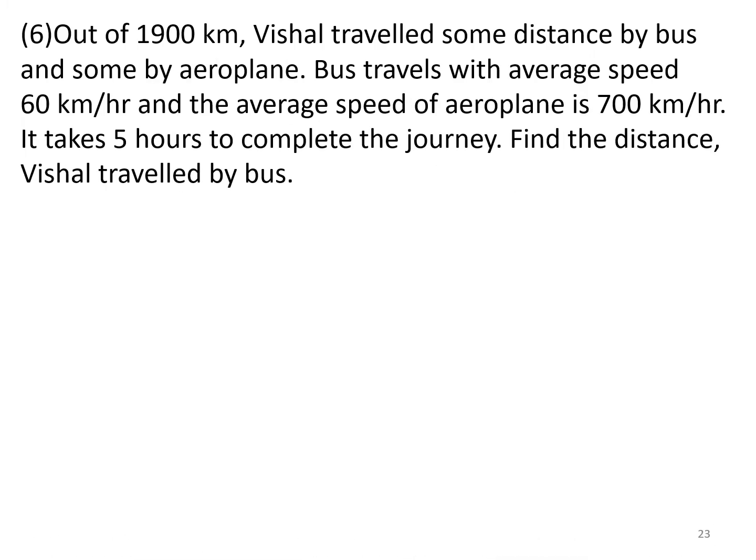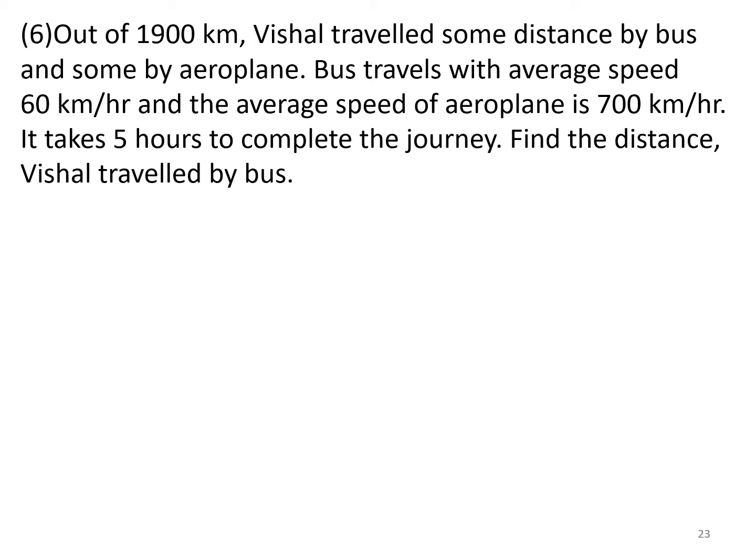The sixth question. Out of 1900 kilometers, Vishal travelled some distance by bus and some by aeroplane. Bus travels with the average speed of 60 km per hour and the average speed of aeroplane is 700 km per hour. It takes 5 hours to complete the journey. Find the distance Vishal travelled by bus.